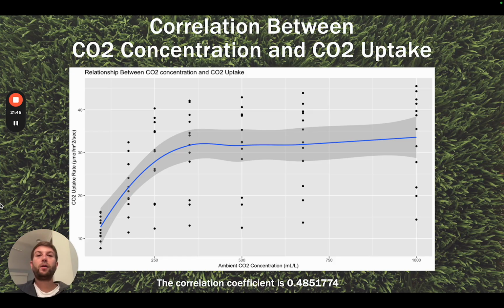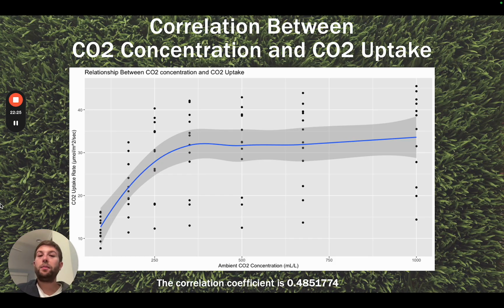I then wanted to find the correlation between both CO2 variables, ambient CO2 concentration and CO2 uptake rate. I used a correlation function and got a correlation coefficient of 0.485, which shows a mild positive correlation between ambient concentration and uptake rate. I made a scatter plot that shows the relationship between the variables and added in a line of best fit. The line of best fit starts out linearly, but then curves to the right and then starts to pretty much plateau.